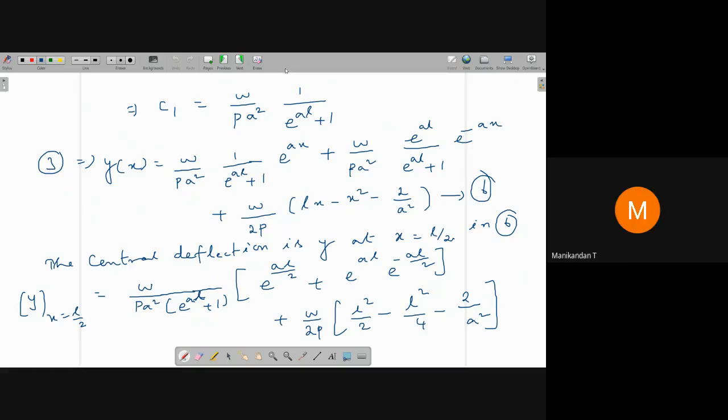We could substitute equation 6 in equation 1. After that, substituting x equal to L.